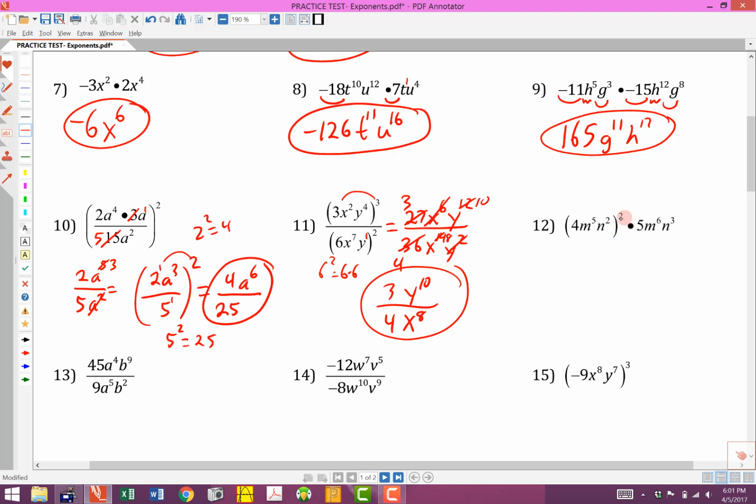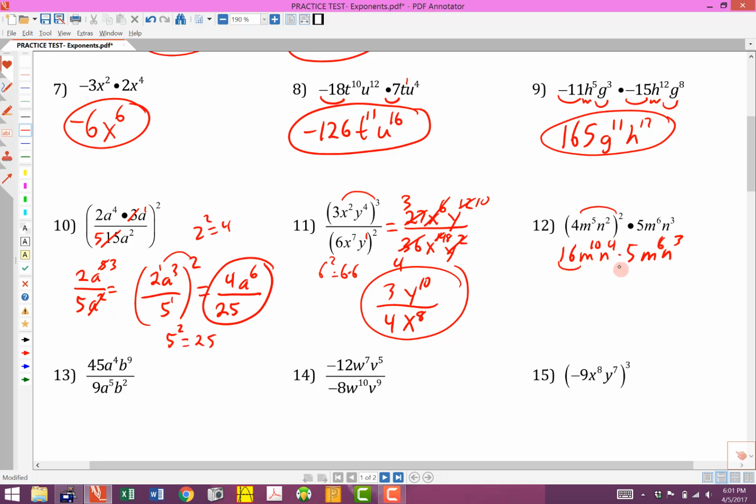We'll take a look at this one. We need to square this first. Let's get rid of those parentheses. Square 4, you get 16. Square m to the 5th, you get m to the 10th. Square n squared, you get n to the 4th. Power to a power, multiplying these. See how we're doubling each one of those. Times by 5, m to the 6th, n to the 3rd.